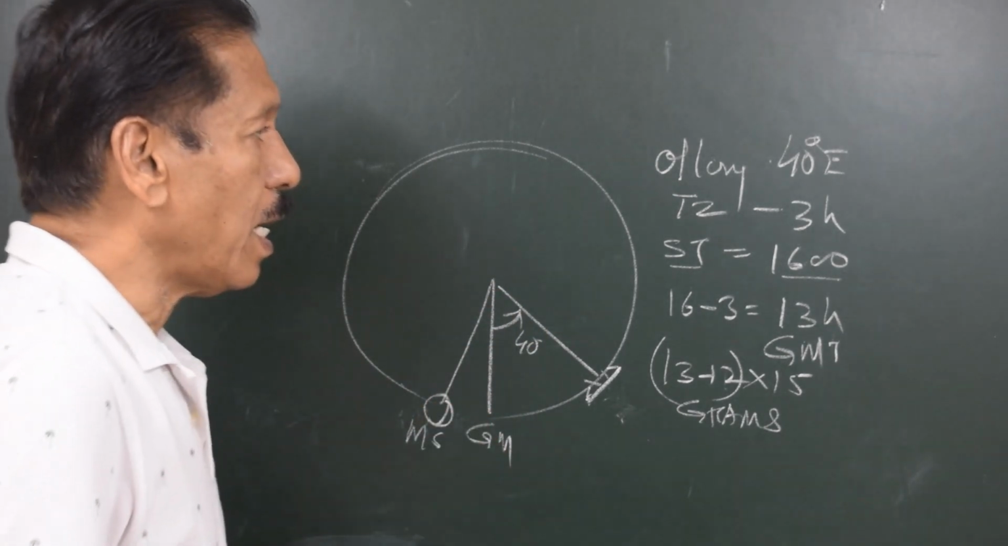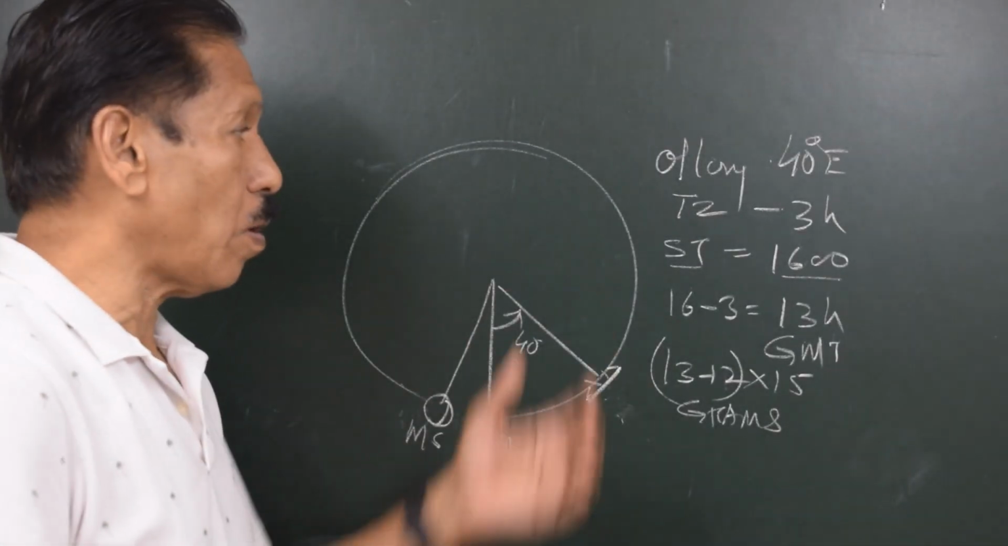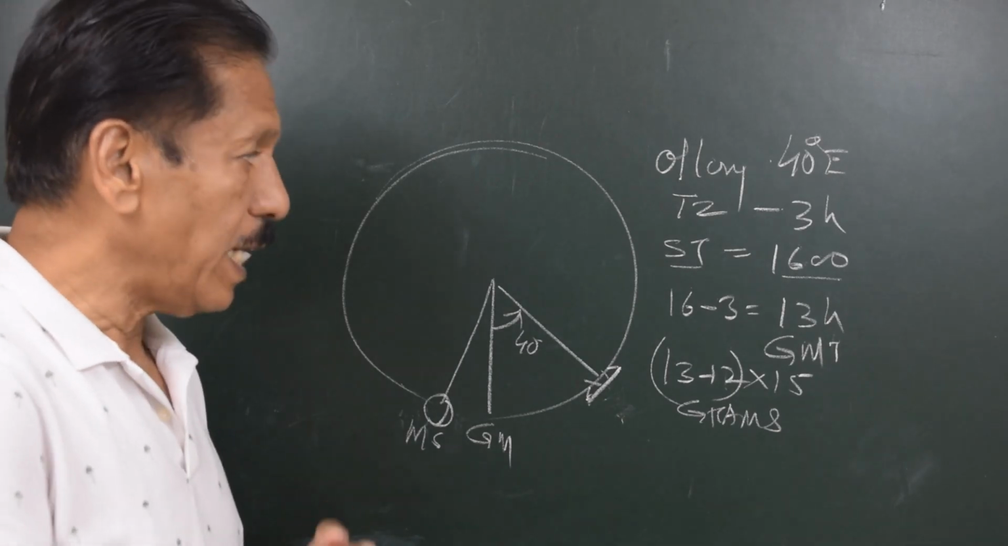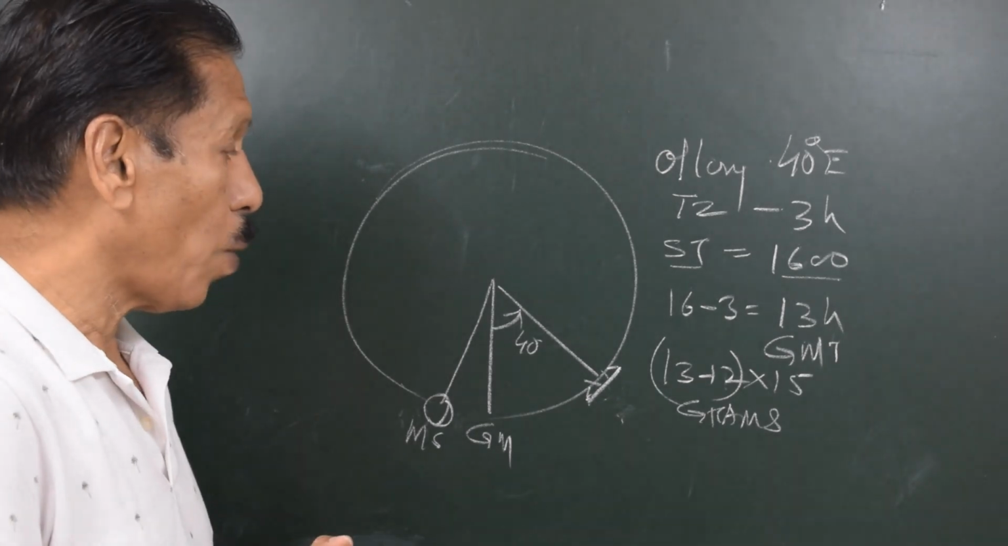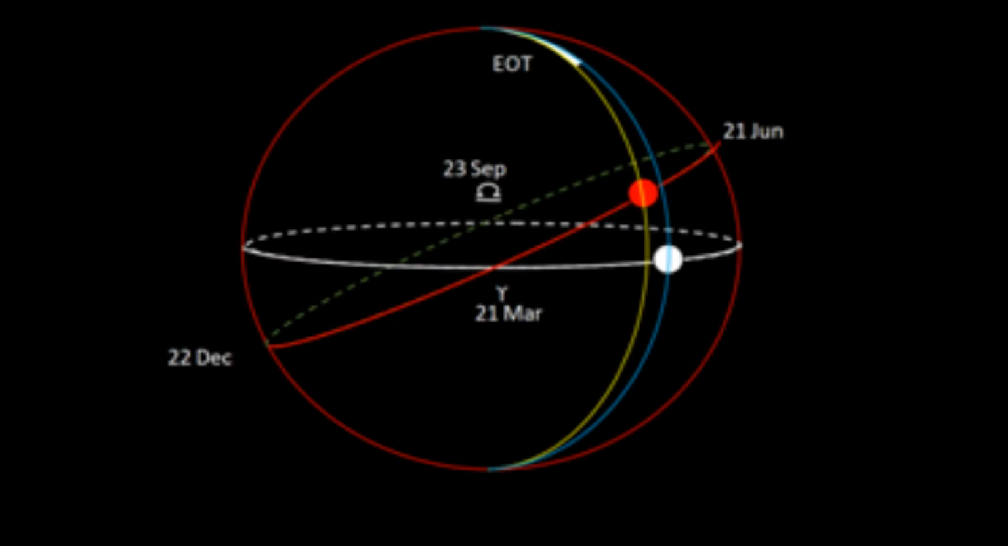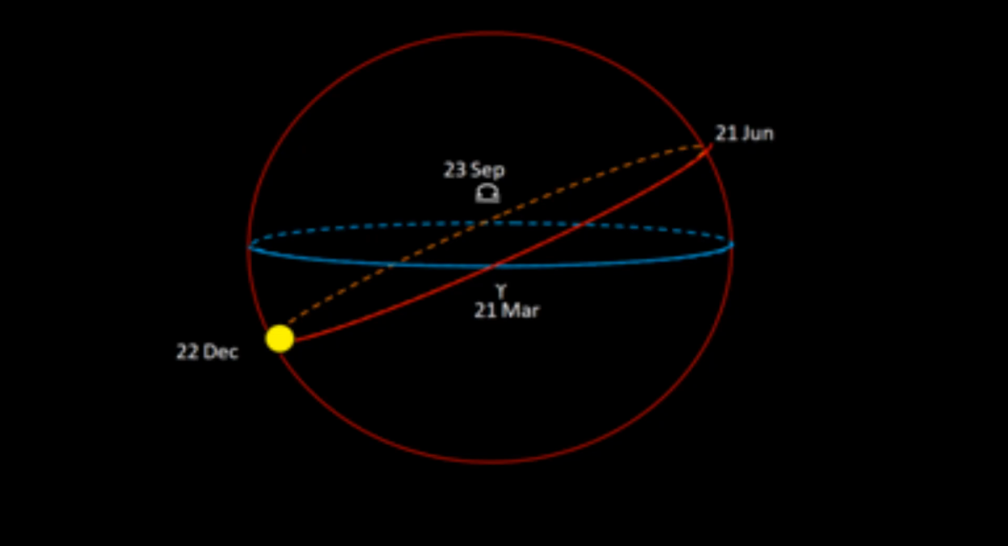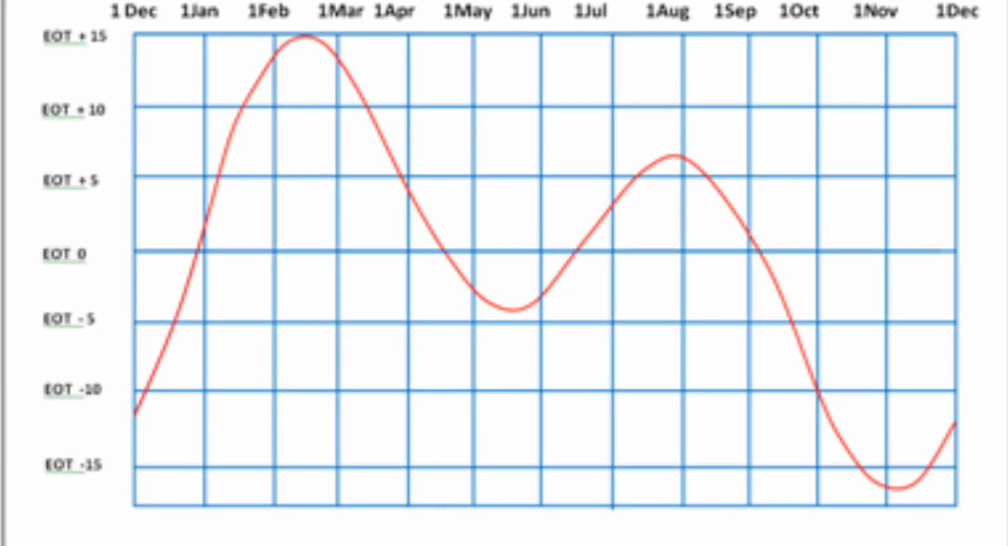So this is the diagram for the situation where the observer's longitude is 40 degrees east, time zone is minus 3 hours, and ship's time is 1600 hours. Where is the mean sun? Mean sun is over here. Equation of time, we have done this in our previous videos, becomes 0 four times in a year, right? And I had said that there are two components of equation of time, one because of obliquity of ecliptic and the other because of eccentricity of the Earth's orbit.